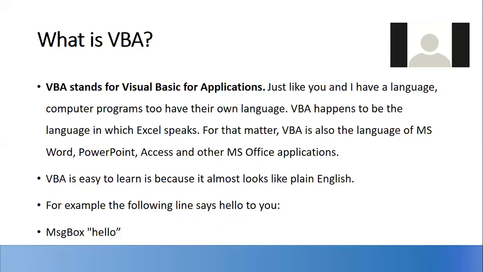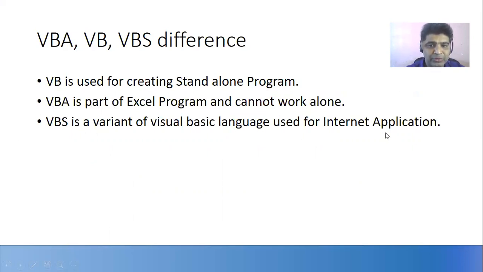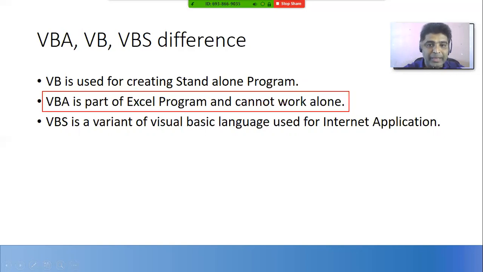VB script is a variant of the Visual Basic language used for internet applications. Visual Basic is used for creating a standalone application, whereas VBA is used for creating programs within Excel. VBA cannot work as a standalone, we cannot use it for creating independent applications.